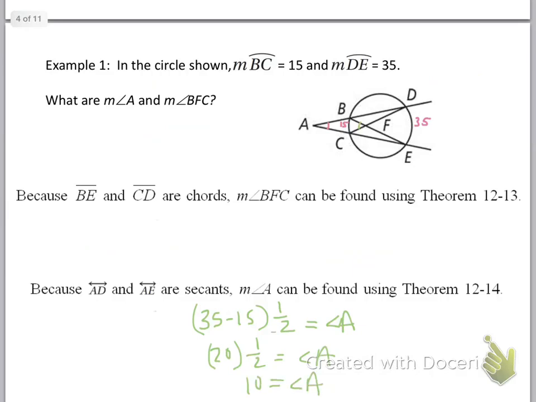My BFC sits on the inside and opens up to 15. So for this one, we're going to add the two arcs, take half of it to get that angle BFC. So 35 plus 15 gets me 50. When I take half of it, I'm going to get 25 for that angle BFC.